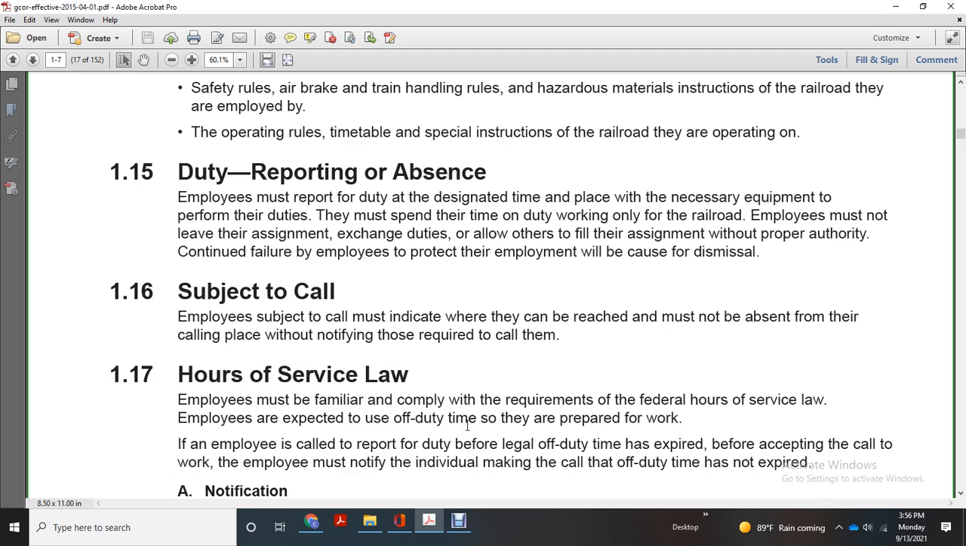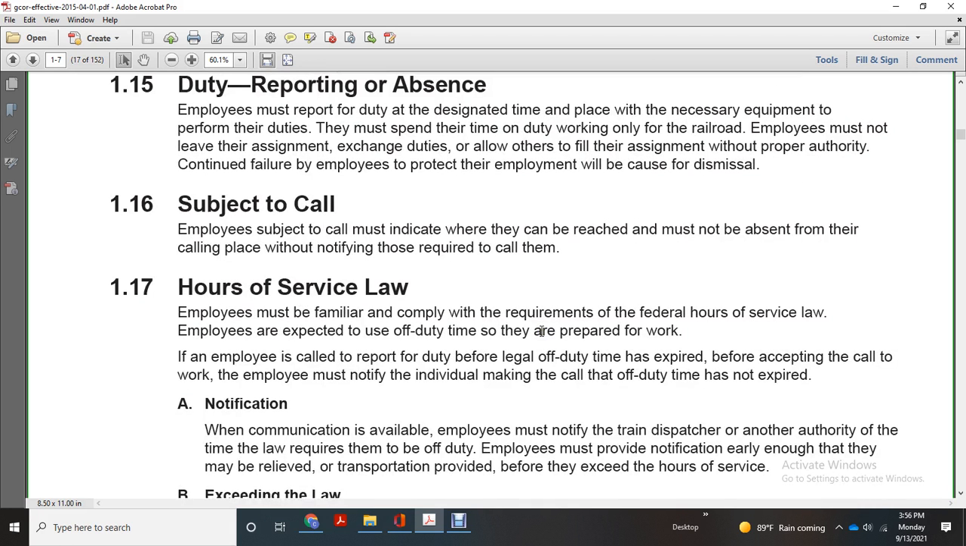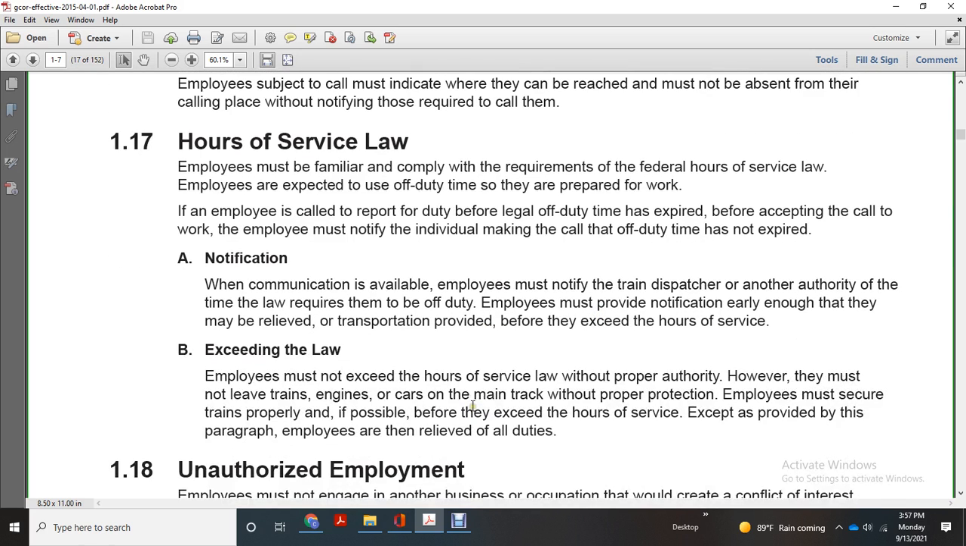The employee must notify the individual making the call if off-duty time has not expired. Where communication is available, the employee must notify the train dispatcher or another authority of the time that allows them to be off duty. The employee must provide notification early enough that they may be relieved of transportation provided before they exceed the hours of service.